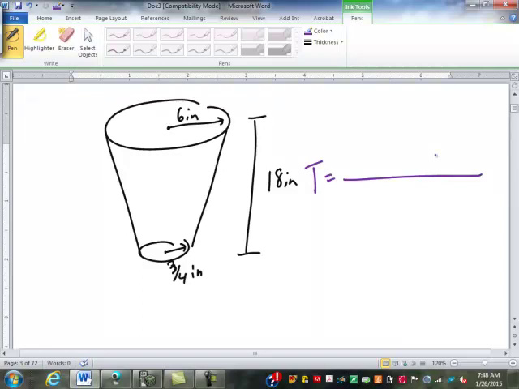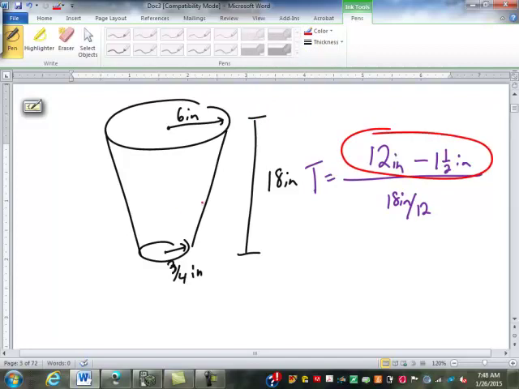What's wrong with that? There you go, Jared's got it. Yeah, right now that is a radius. Those are radii. We need diameters. So it is 12 minus 1.5. Very good. Over 18 divided by 12. So 12 minus 1.5 is 10.5. 18 divided by 12, Tyler said, is 1.5.